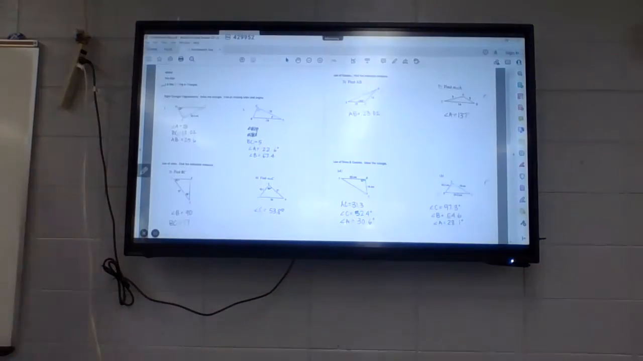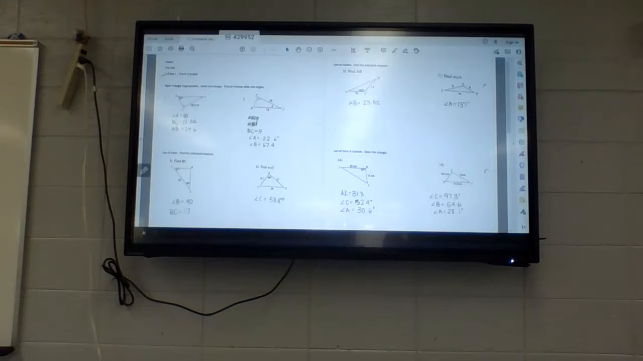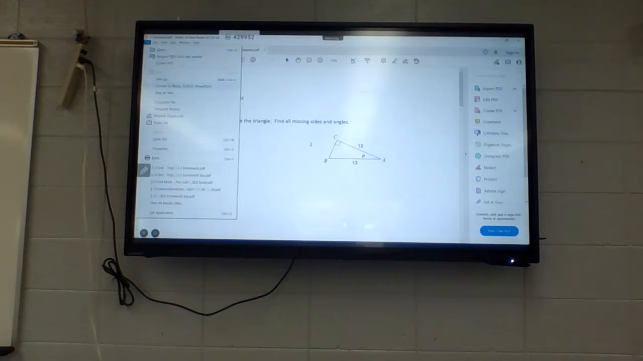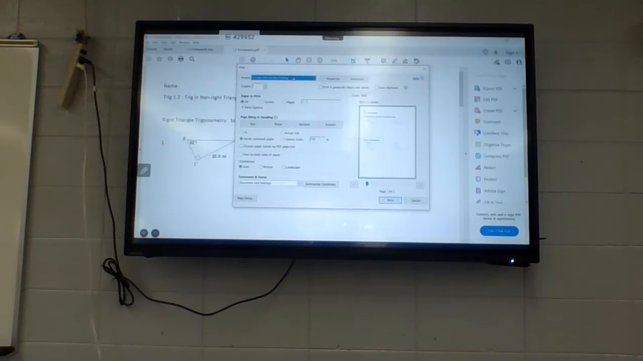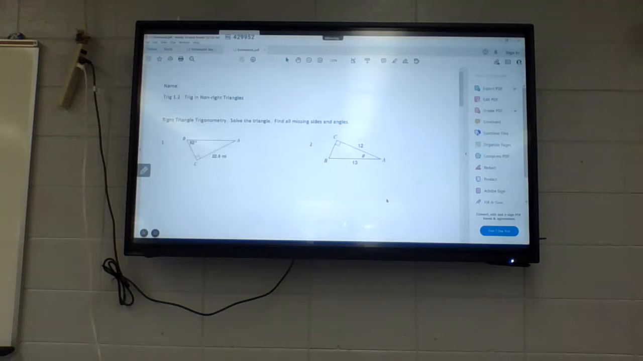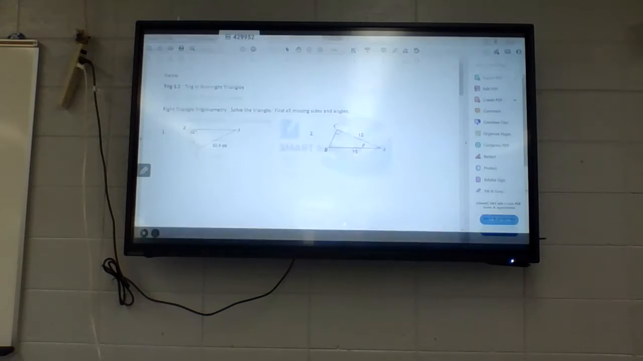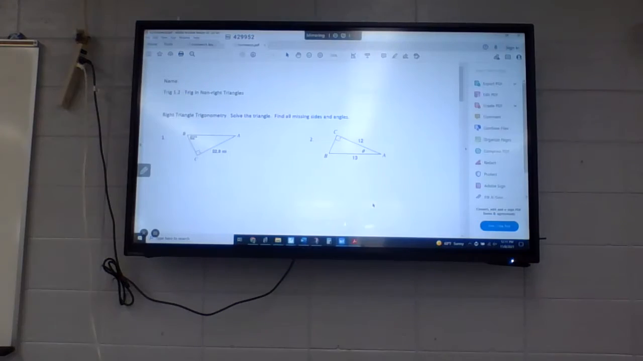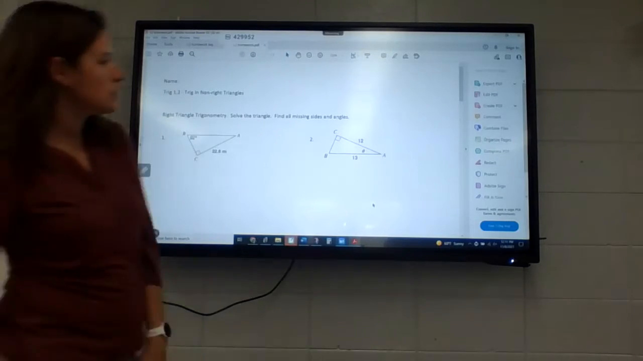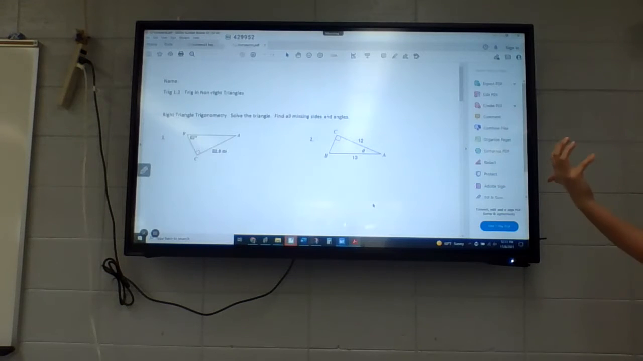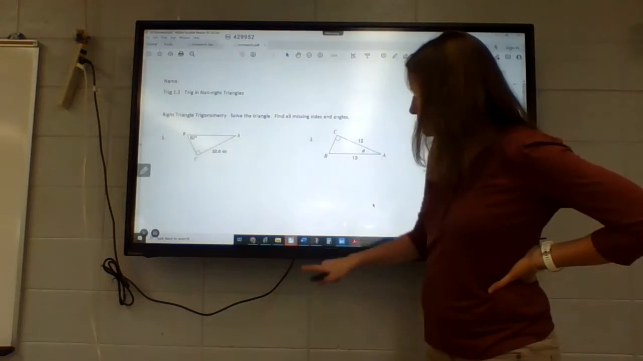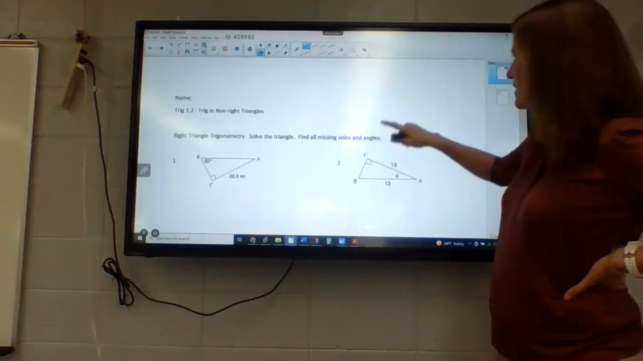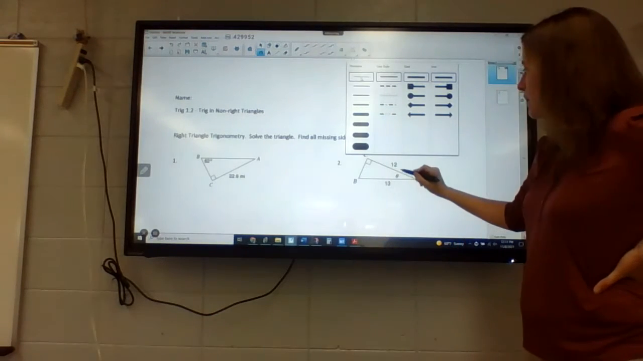So let's go through these. Okay, guys, listen up, please. In number 2, they want you to solve the triangle, find all the missing sides and angles. You have to either use Pythagorean theorem first or find that angle first. Either one works just fine. In this case, maybe just go for that angle first. So we're going to find that theta.